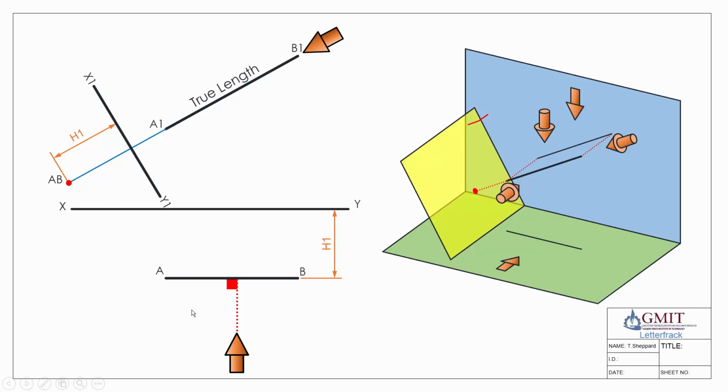In each of the examples that we've taken here, we've had the true length in each of the primary views. So whether it's the front elevation or the plan view, one of the views has been a true length line.